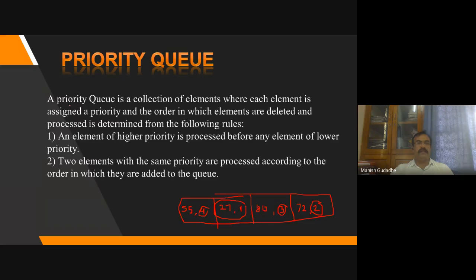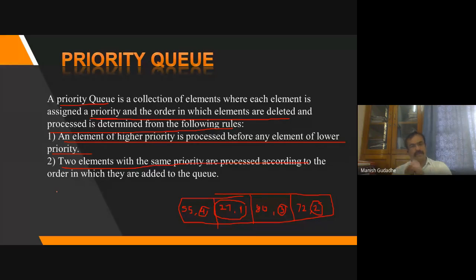So here, the priority queue is a collection of elements where each element is assigned a priority, a precedence, and the priority is the order in which the elements are deleted. That is determined by the following rules. The element with higher priority is processed before any element of lower priority, no matter what it has in front of it. And if 2 elements have the same priority, they are processed according to the order in which they were added to the queue. Okay, so this is a priority queue.